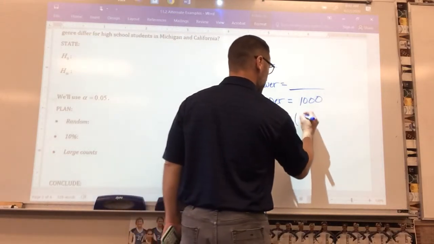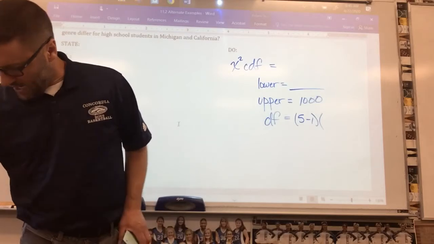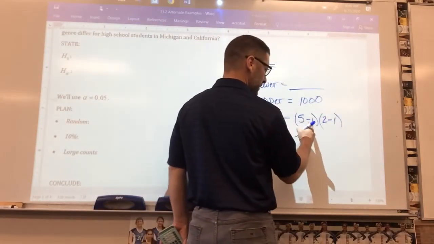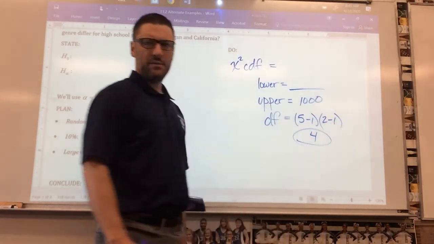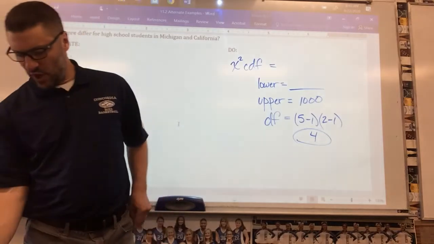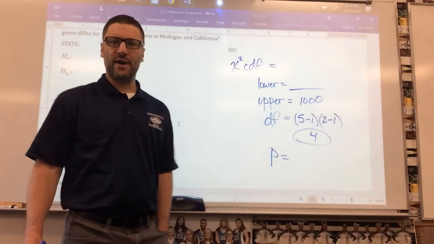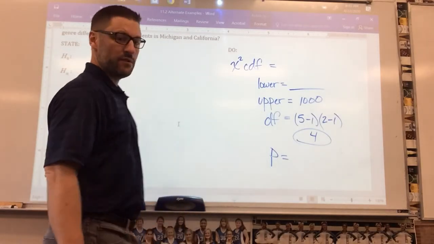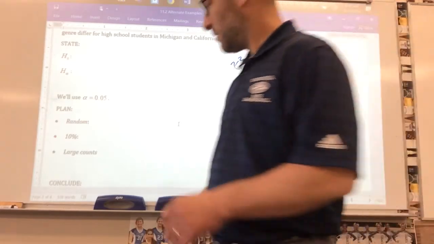Your degrees of freedom is 5 minus 1 times, well, columns. There's 2 columns, times 2 minus 1. 4 times 1 is 4. So your degrees of freedom is 4. You go in and you find that p-value there. And then after you find that p-value, you go ahead and write your conclusion for that chi-squared test. All right? Good job. Good job.